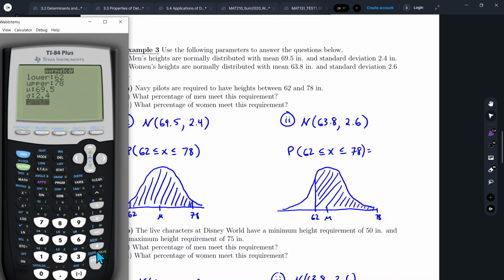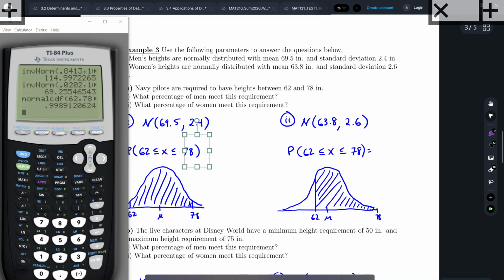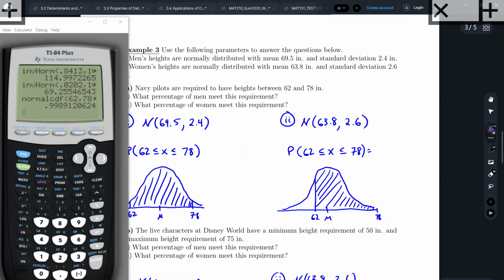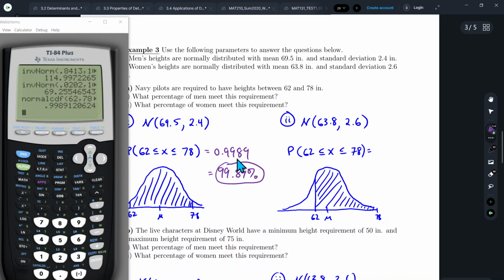Once we've entered all the parameters, we can do the calculation, and we get 0.9989, which in percentages would be 99.89%. Just multiply by 100, or move the decimal place 2 places to the right. Okay, so that's for the men.